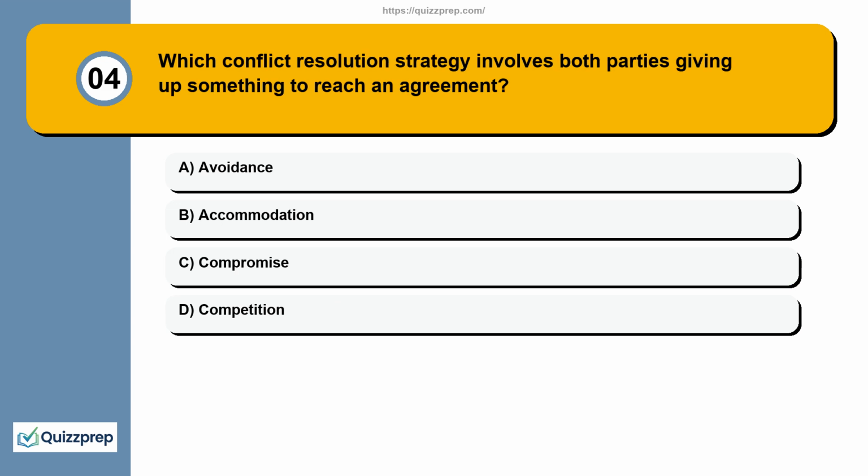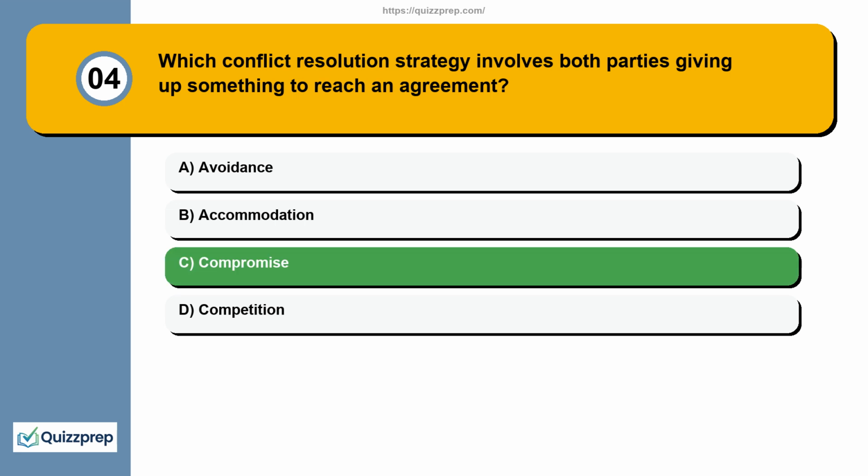Question 4. Which conflict resolution strategy involves both parties giving up something to reach an agreement? Here are your options. Option A. Avoidance. Option B. Accommodation. Option C. Compromise. Option D. Competition.